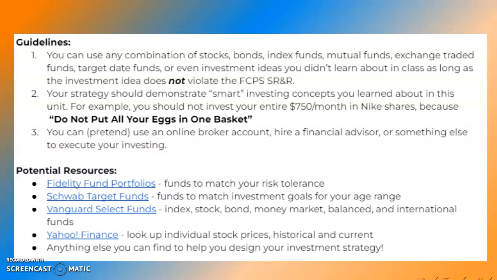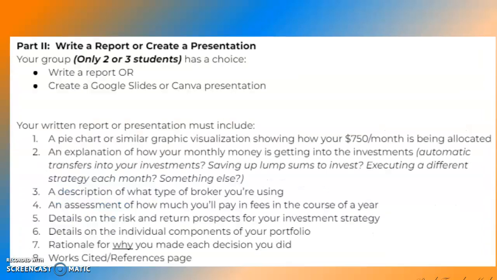So your strategy should demonstrate really, quote unquote, smart investing concepts that you've learned in this unit. For example, remember when we talked about diversification? We do not put all our eggs into one basket. All right, so we want to see some diversification. And you can definitely pretend to use an online broker or hire a financial advisor, but you will include that in your project. And then you'll notice that you have some really great potential resources from Fidelity, Schwab, Vanguard, and Yahoo Finance, and something else you may find online. Just make sure that it is a legitimate source.